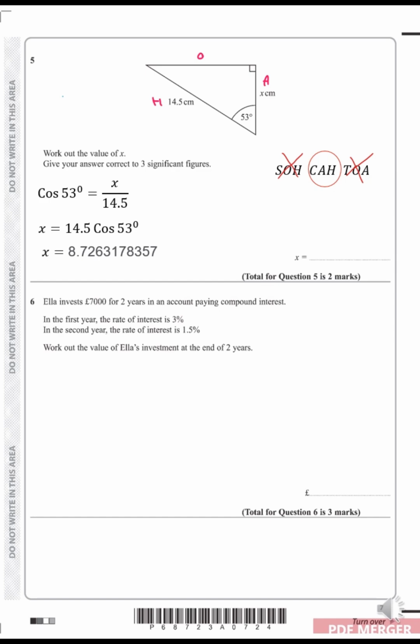8.72631785357. But the question is asking give your answer correct to 3 significant figures. So 6 determines whether we need to round our answer up or down. Because it's greater than 5, it means the final answer will be 8.73 to 3 significant figures.